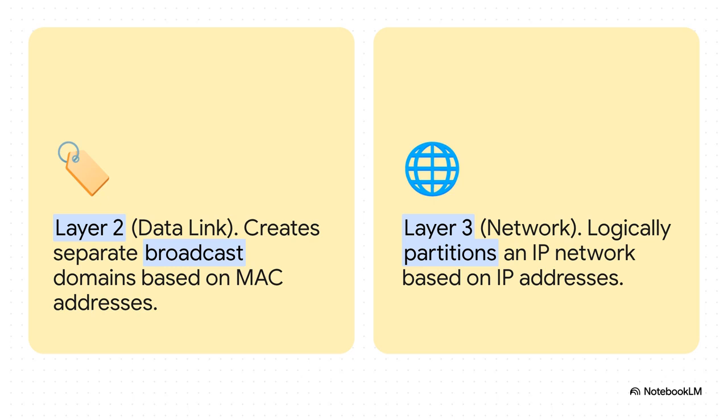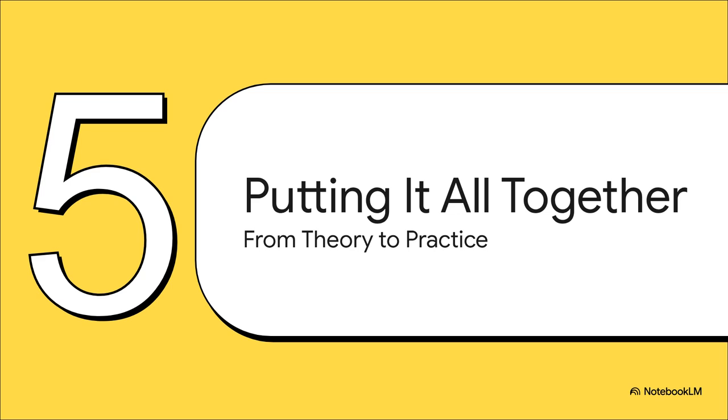A VLAN is a layer 2 thing. Think of that as the physical desk number inside the building. It organizes traffic locally. A subnet is a layer 3 thing. That's like the building's street address. It's for routing mail between different buildings. They almost always work together. In fact, best practice is usually to have one VLAN for every subnet, but they solve different problems at different levels.